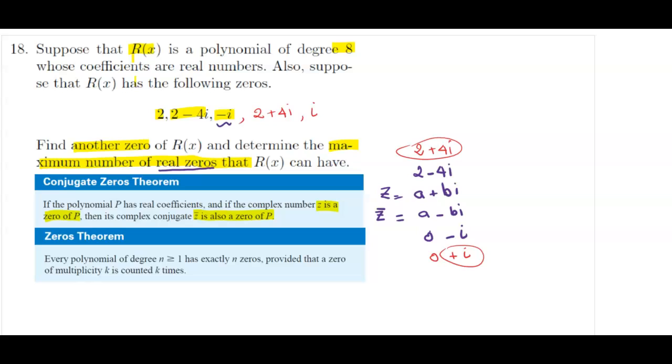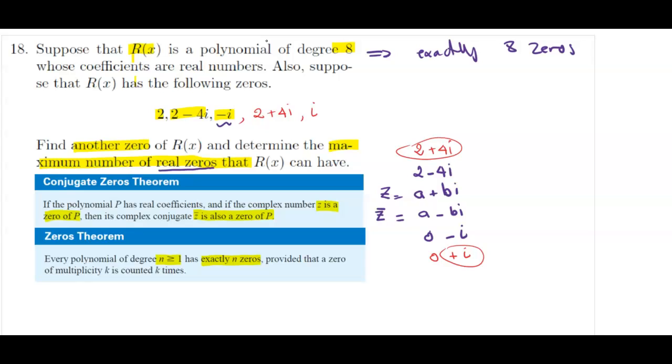Now, the second formula is telling you that any polynomial with degree n greater than 1 is going to have, counting multiplicities, exactly n zeros, counting the complex zeros and the real zeros with their corresponding multiplicity. So what does this have to do with this? We know here it is a degree 8, so the total number of zeros is exactly 8.